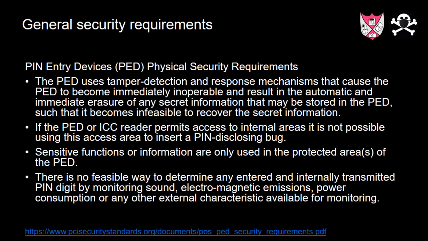The first one is PIN entry device physical security requirements. It defines protection measures against PIN disclosing attacks like tamper detection, response mechanisms, and other cases. For example, if the reader permits access to internal areas, it is not possible using this access area to insert a PIN disclosing bug. Also, sensitive functions or information are only used in protected areas.